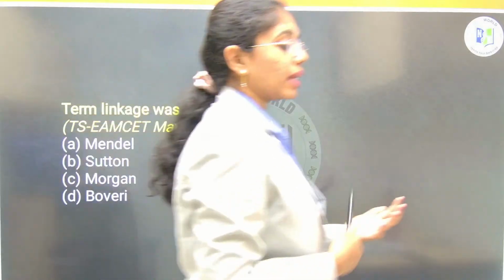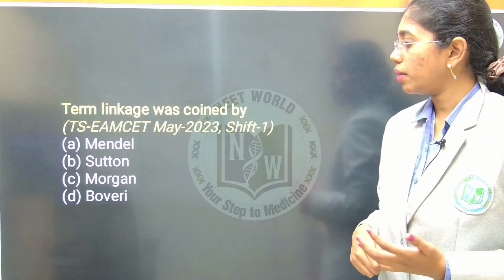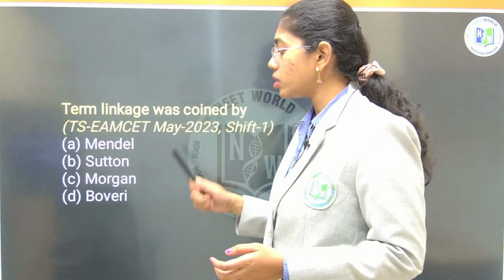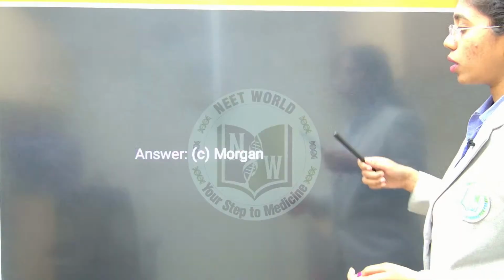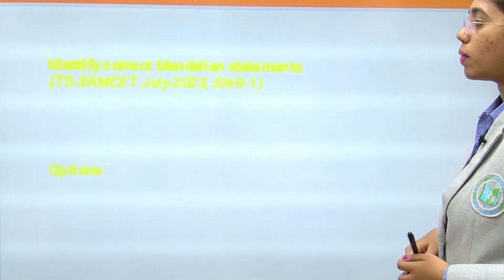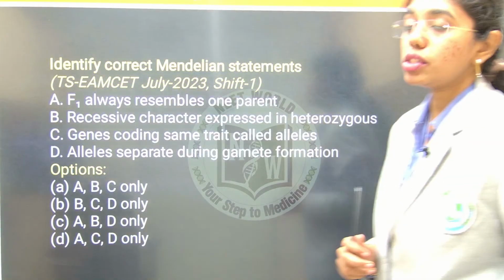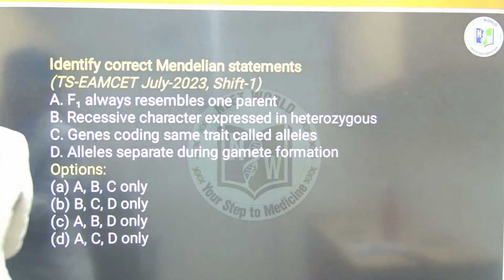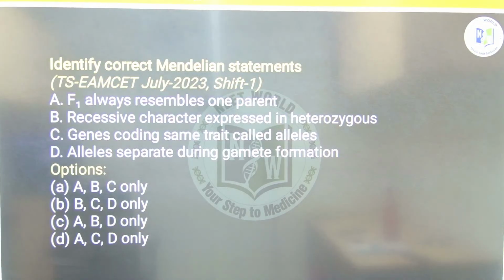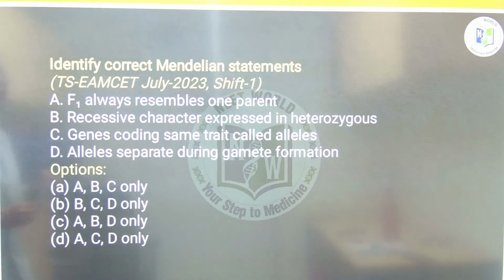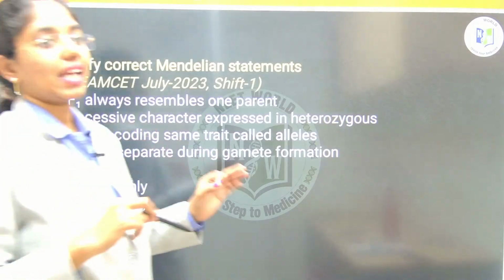The term linkage is first given by the father of experimental genetics, that is Thomas Hunt Morgan, which is option C. Next question, identify the correct Mendelian statements. This is a multi-statement based question on the Mendelian pattern of inheritance. Look into it and answer carefully.